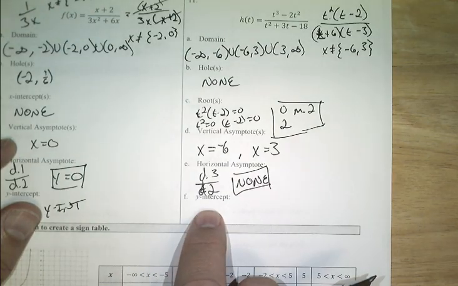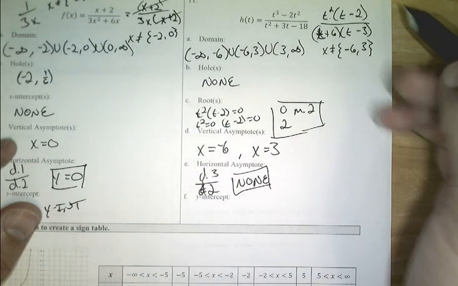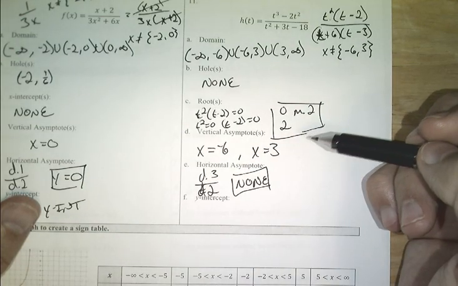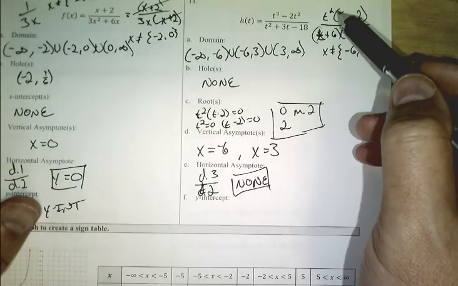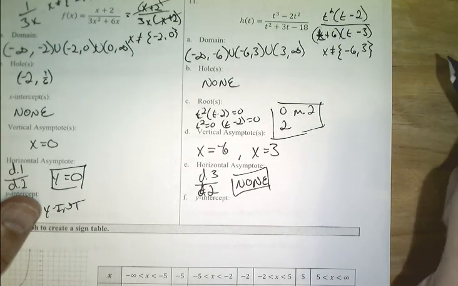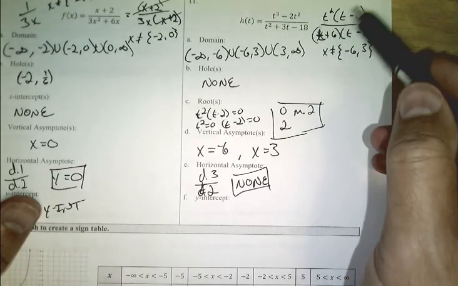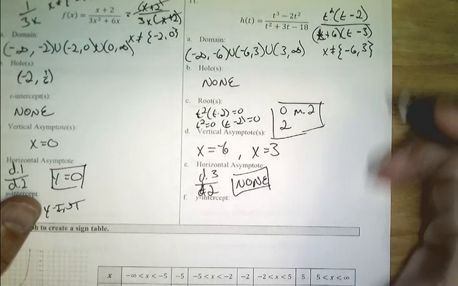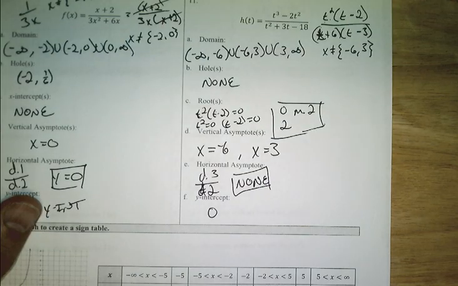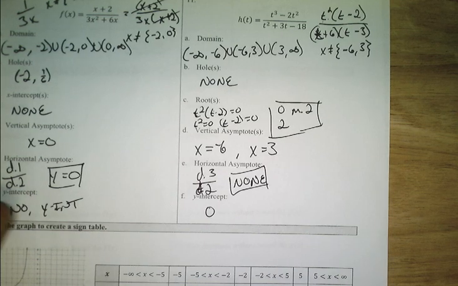And then finally we have the y-intercept. So I plug in a 0 for x. If I plug in a 0 here, that gets 0 times all that, which will cancel out to be 0. If there's a 0 on top, it doesn't matter what's on the bottom. The y-intercept should be the origin at 0. Awesome.